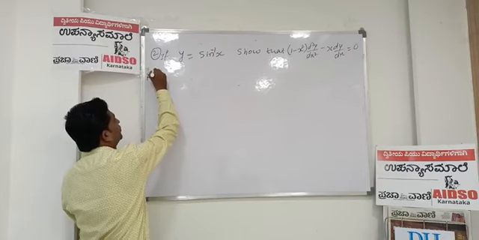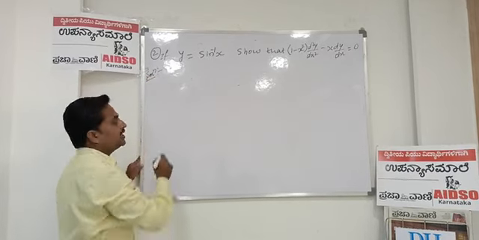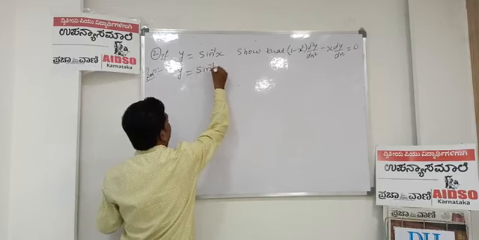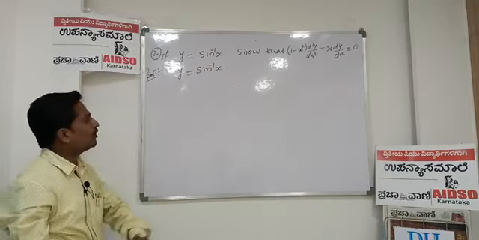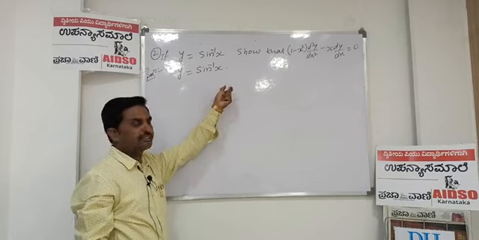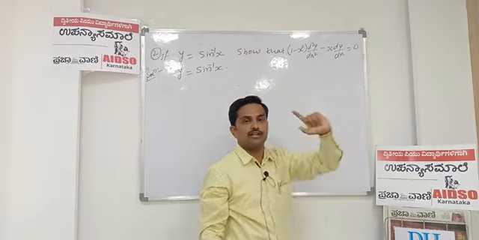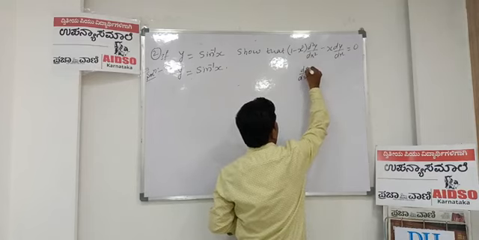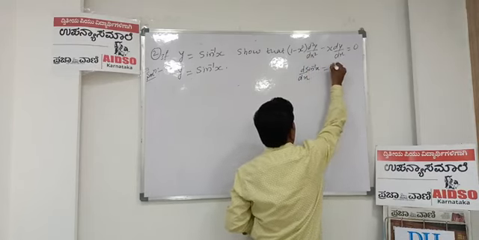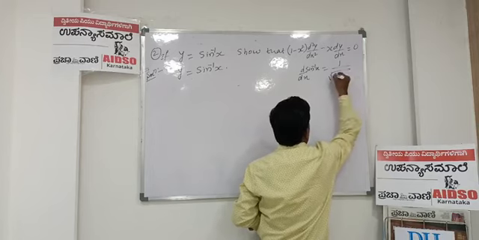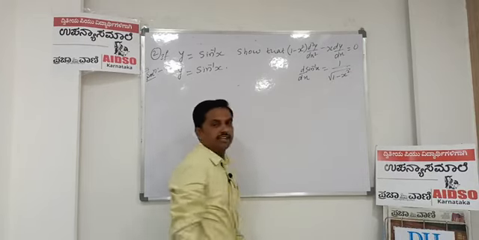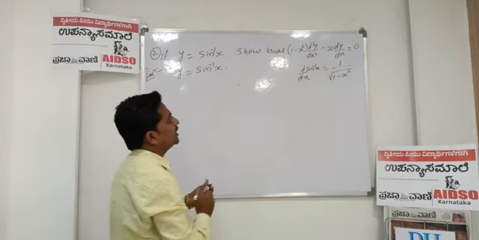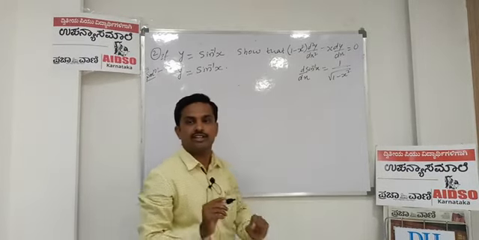In the solution part, the first step is to take the given condition, that is y equals sine inverse x. Now we know the first part is to find the derivative dy by dx. The derivative of sine inverse x is 1 divided by square root of 1 minus x square.